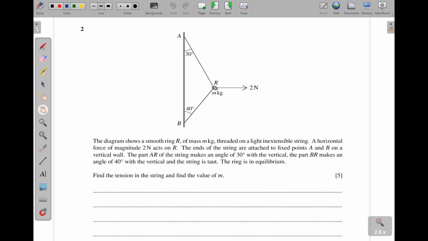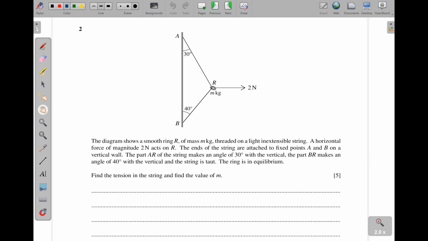Okay. Question 2. The diagram shows a smooth ring R of mass m kilograms threaded on a light inextensible string. A horizontal force of magnitude 2 newtons acts on R. The ends of the string are attached to the fixed points A and B on a vertical wall. The part AR of the string makes an angle of 30 degrees with the vertical.